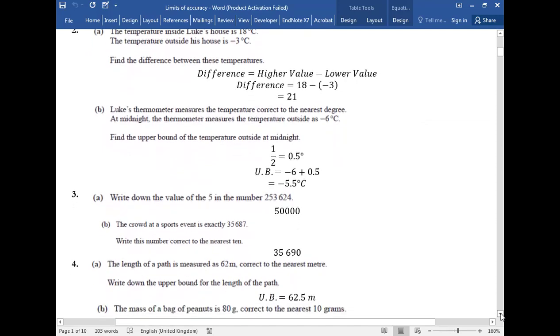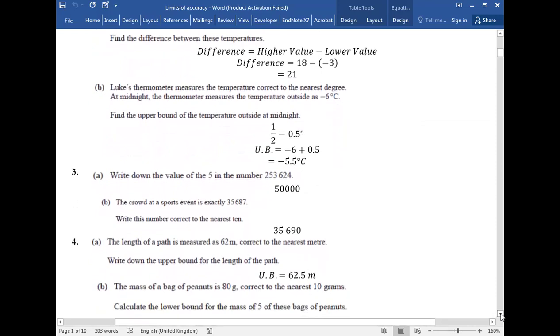The mass of a bag of peanuts is 80 grams, correct to the nearest 10 grams. Calculate the lower bound for the mass of 5 of these bags of peanuts. Always make the formula first. How do you calculate the mass of 5 bags of peanuts? 5 multiplied by mass of 1 bag. I know it's very easy, but make a habit of making these formulas. It will help you in the long run, especially in paper 2. So how do you find the mass? 5 multiplied by mass of 1 bag.